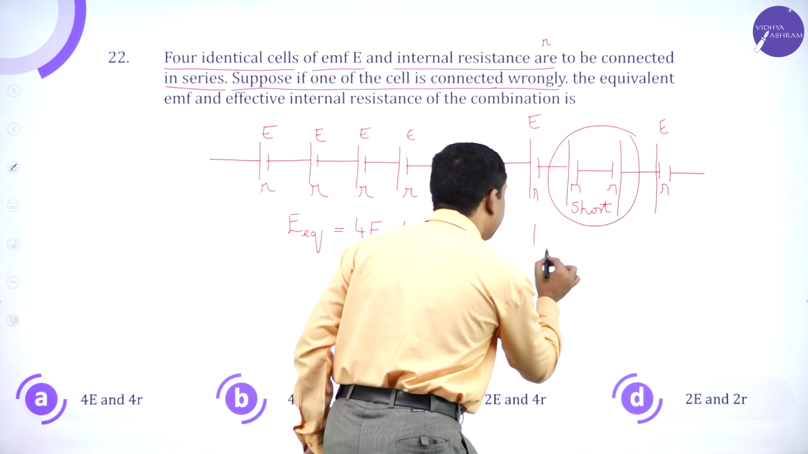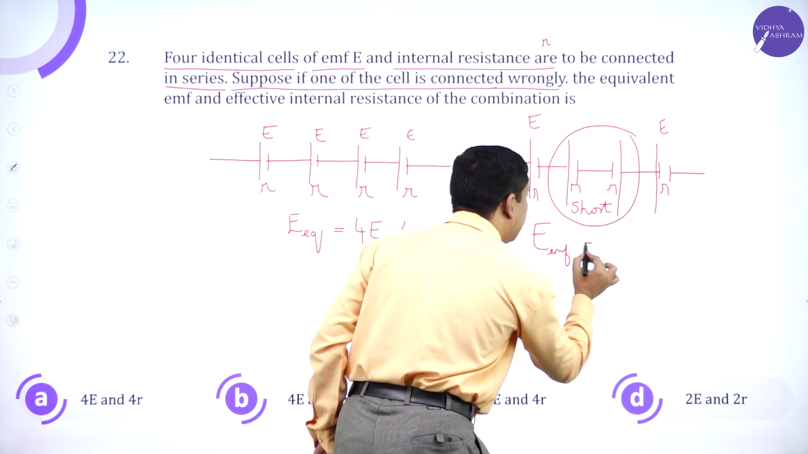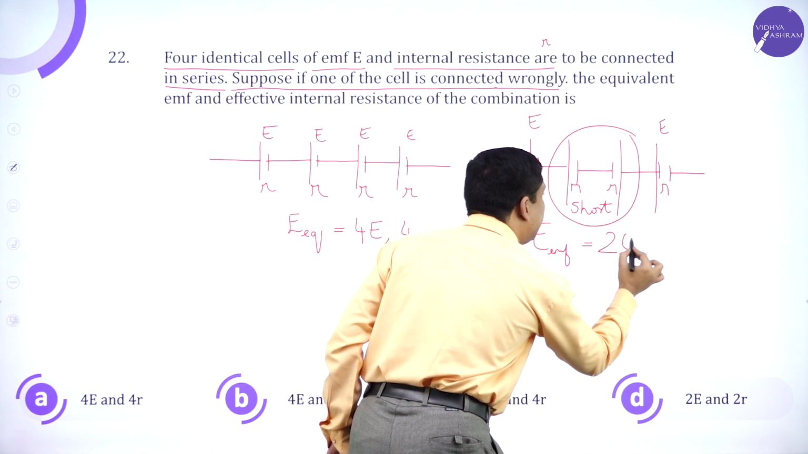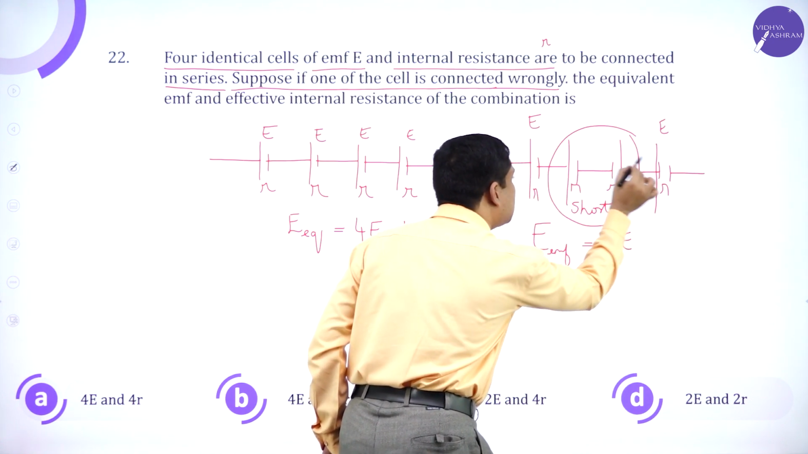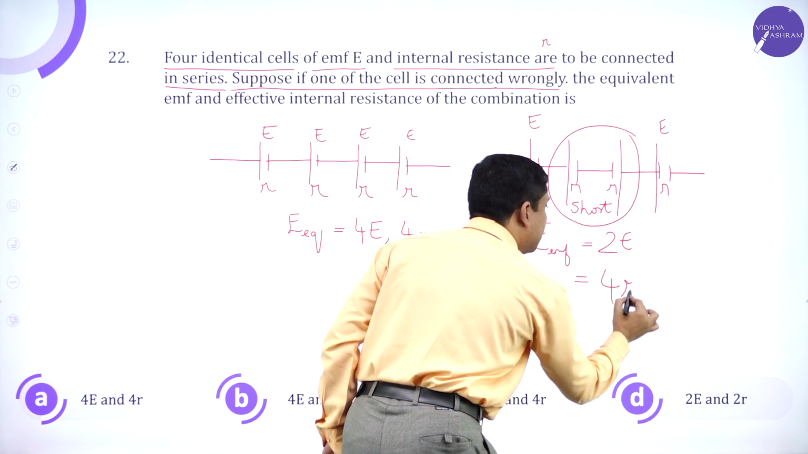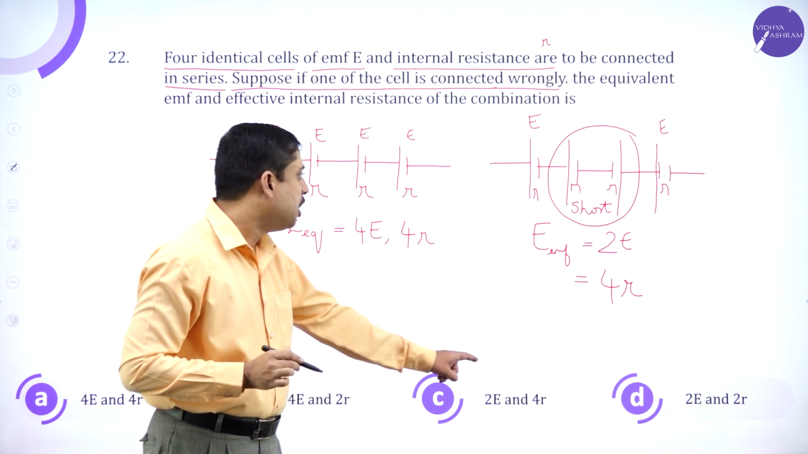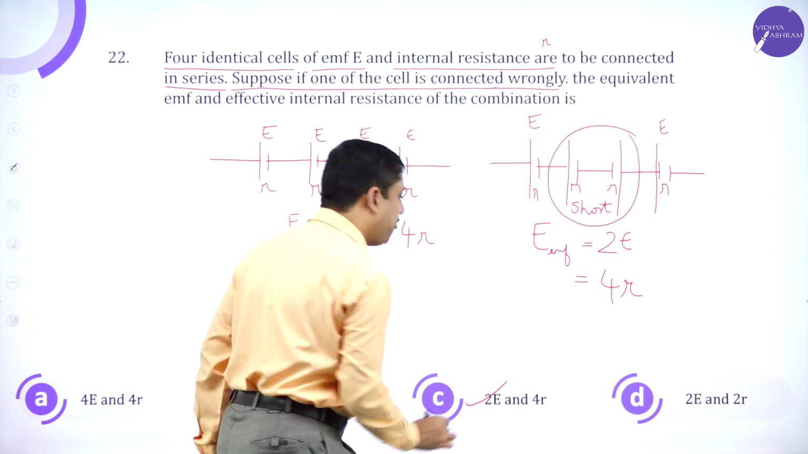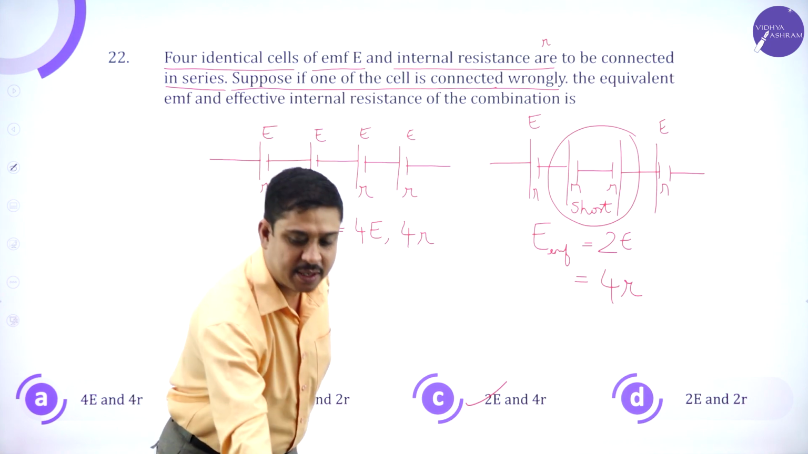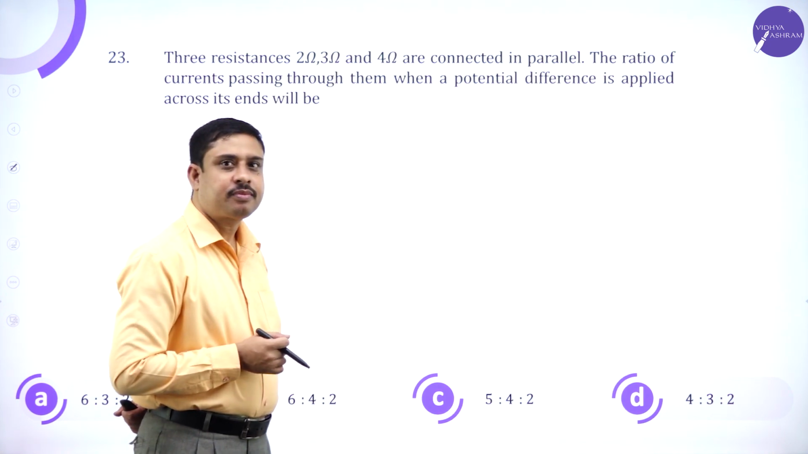So here, equivalent EMF is only 2E. That is because of these 2 cells, whereas equivalent internal resistance is 4R. So 2E and 4R should be the answer. Now, the next one.